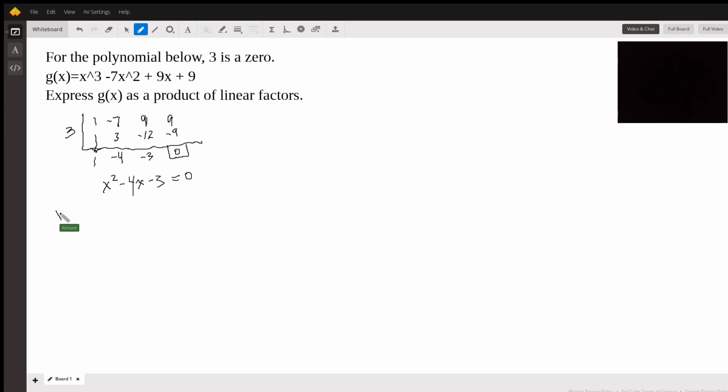And hopefully you have the quadratic formula memorized. x equals -b plus or minus square root of b squared minus 4ac all over 2a.